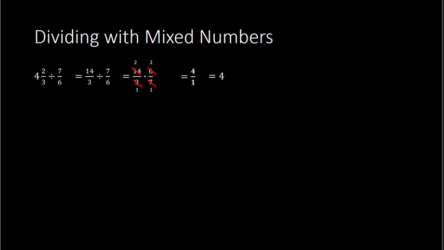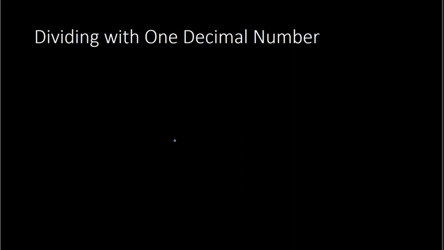So we have learned how to divide with fractions. Next, we're going to learn how to divide with decimals. Now, when you divide with decimals, we can be dividing with 1 or 2 decimal numbers. So if you divide with one decimal number, for example, 40.5 divided by 6, we see here only the numerator has a decimal, whereas the denominator does not.